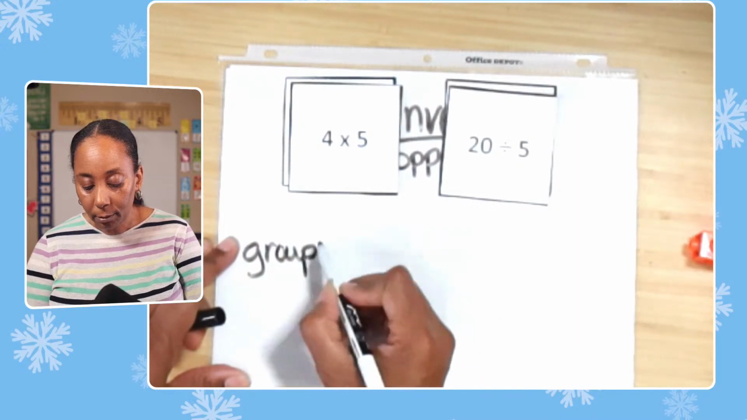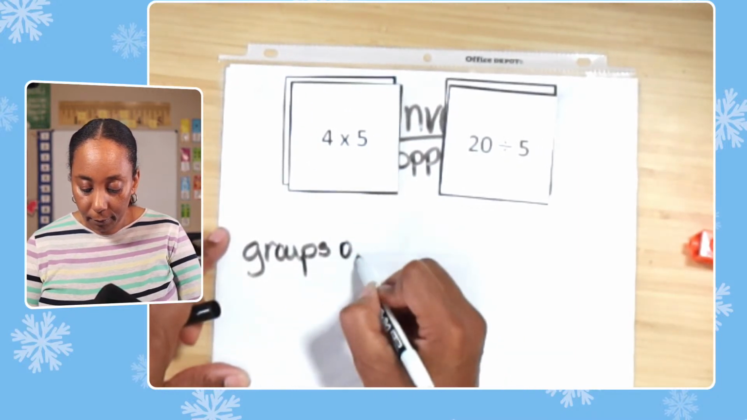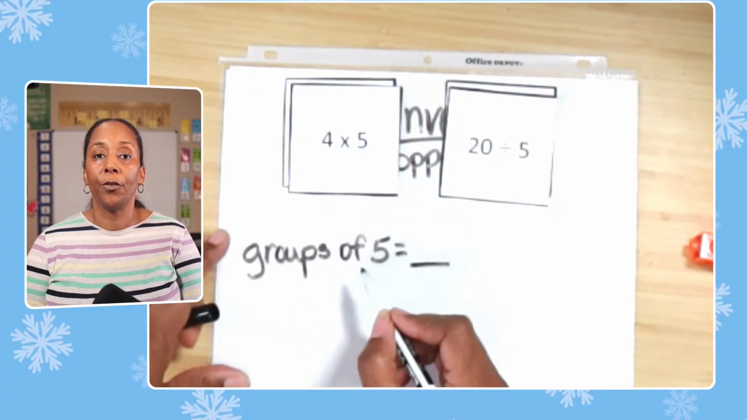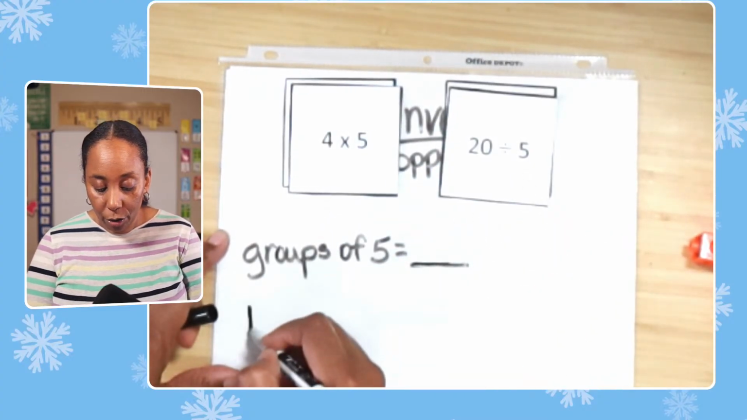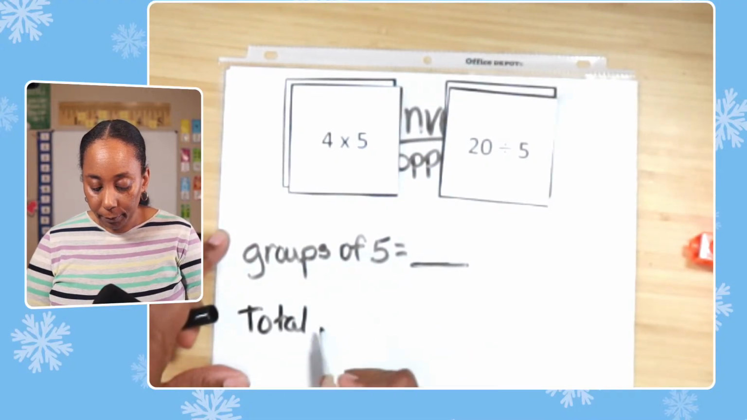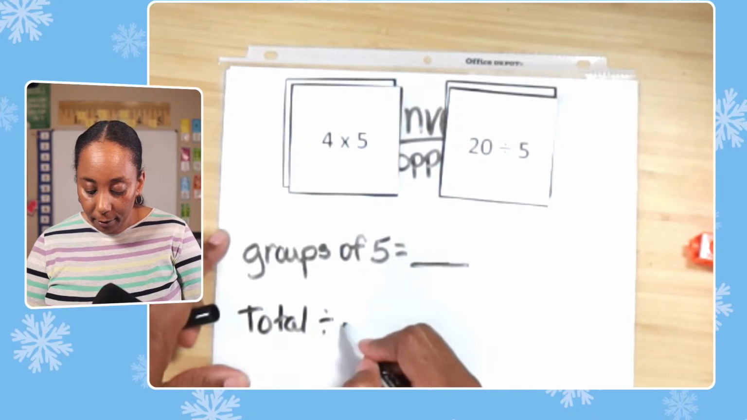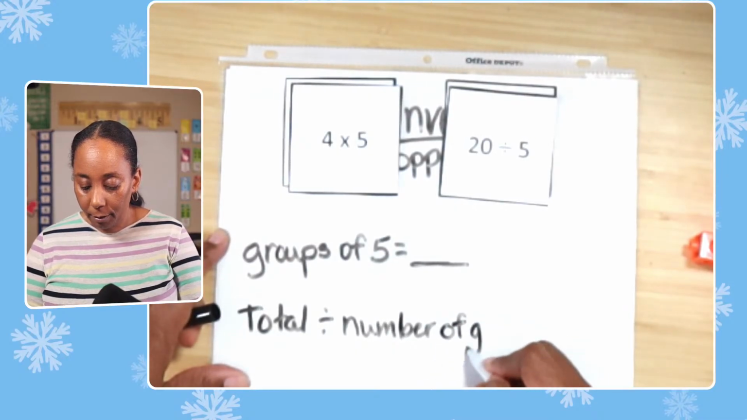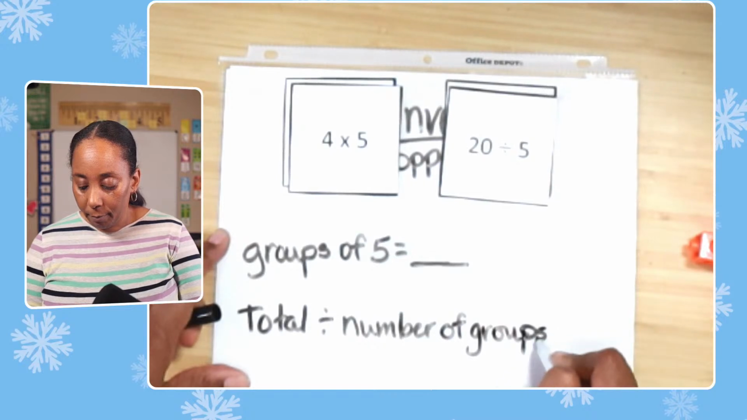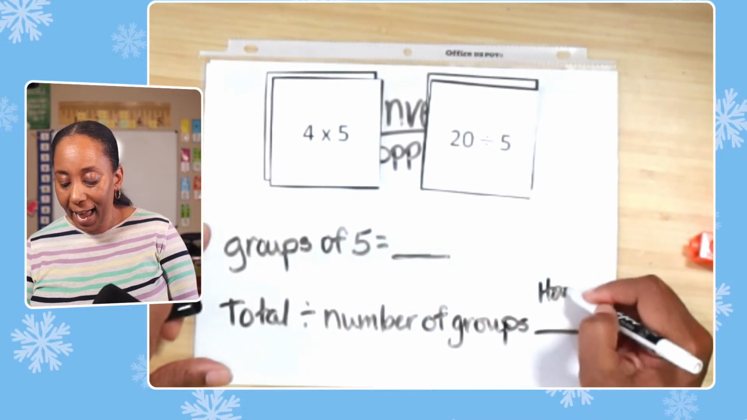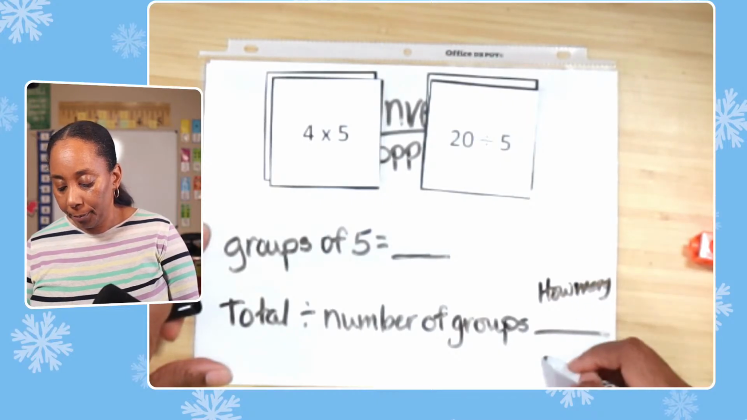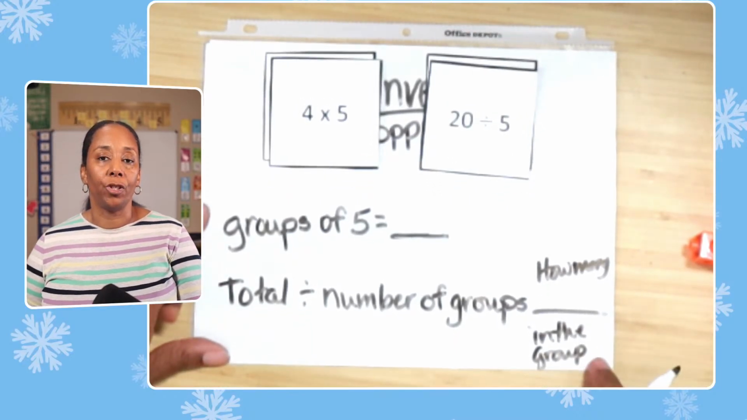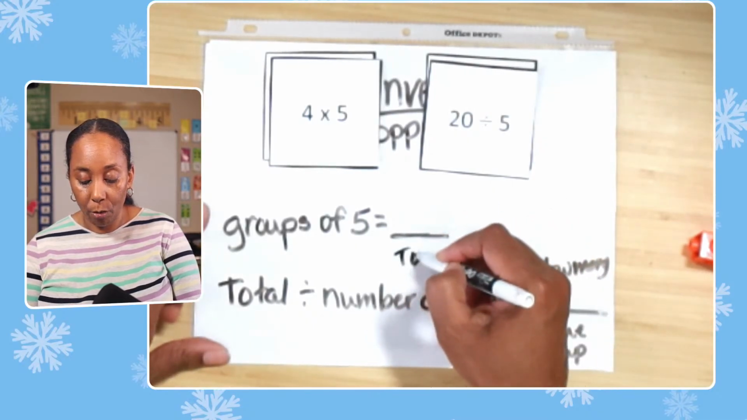And it looks like this. Groups of 5 equals. So you're missing the total here for multiplication. For division, you have the total and the number of groups, but you're missing how many in the group. And that's division. This is missing the total.